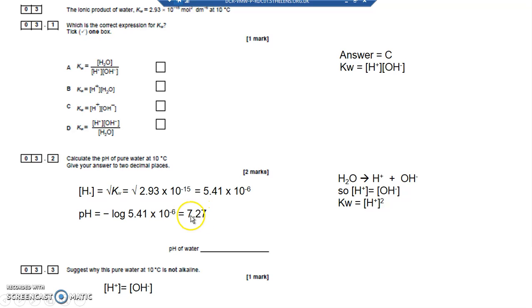Just because its pH is higher than 7 doesn't mean that it's alkaline. That just means that I might have changed the temperature. I might have added some alkali, but I haven't. I've just changed the temperature. That's how I've altered the pH. So the fact that H+ concentration equals OH- concentration, because it's pure water, means that it's not alkaline.